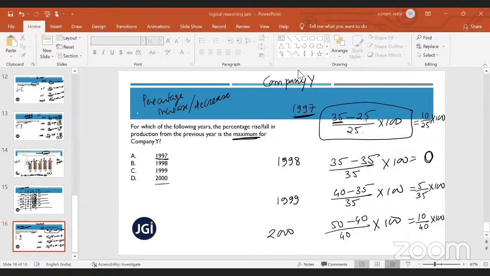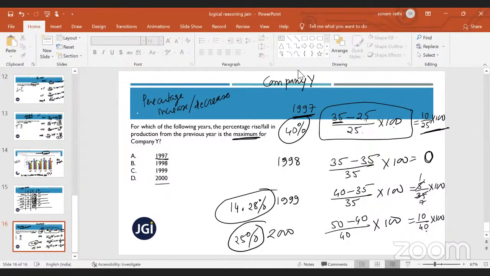First one is coming out as 40% if I calculate this. Second one is 0. Third one is 1 by 7, that is 100 by 7, which is 14.28%. And then this one, 25%. So which one is the highest? This is 0%. 1997 is the highest one.